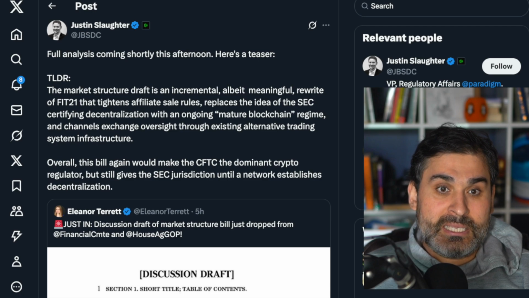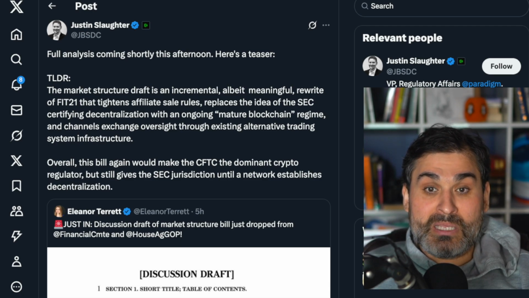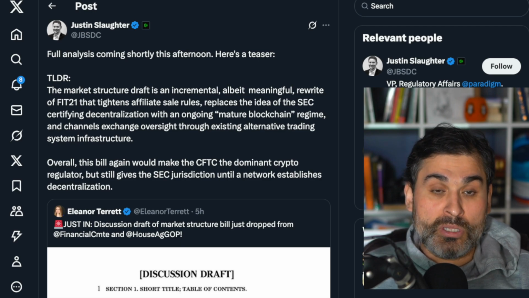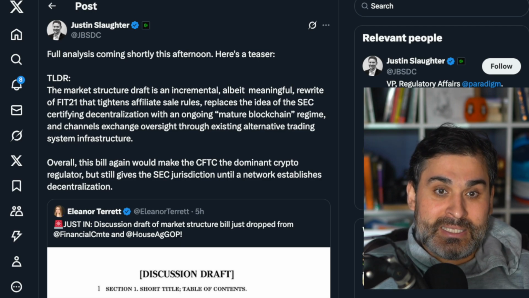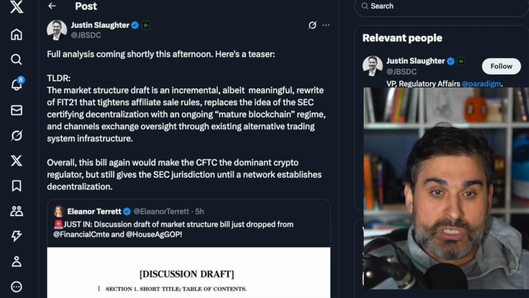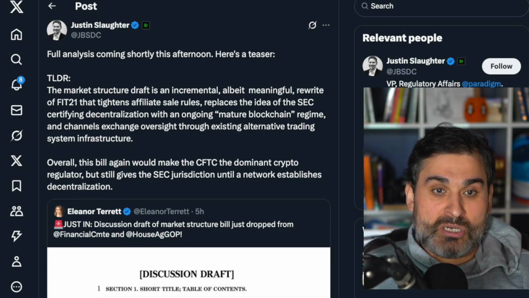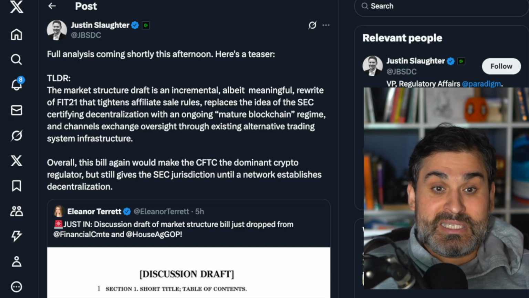So here Justin says the TLDR is that the market structure draft is an incremental, albeit meaningful, rewrite of FIT 21 that we talked about last year. It says that Title I's affiliate sales rules replace the idea of the SEC certifying decentralization with an ongoing mature blockchain regime, and channel exchange oversight through existing alternative trading system infrastructure. It says overall, this bill again would make the CFTC the dominant crypto regulator, but still gives the SEC jurisdiction until the network establishes decentralization.